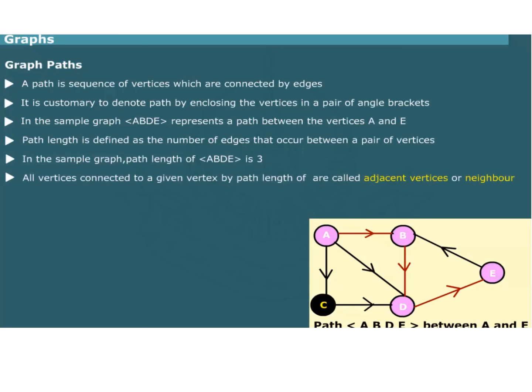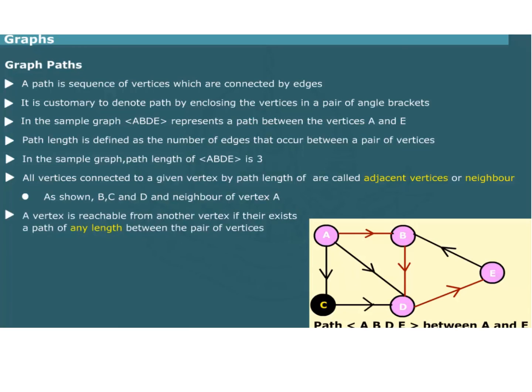The vertices which have a path of length 1 are called adjacent vertices or neighbors. For example, in this figure, vertices B, C and D are neighbors of vertex A. A vertex is said to be reachable from another vertex if there exists a path between the vertices. In the figure, vertex B is reachable from vertex A or vertex E, but A is not reachable from any other vertex.